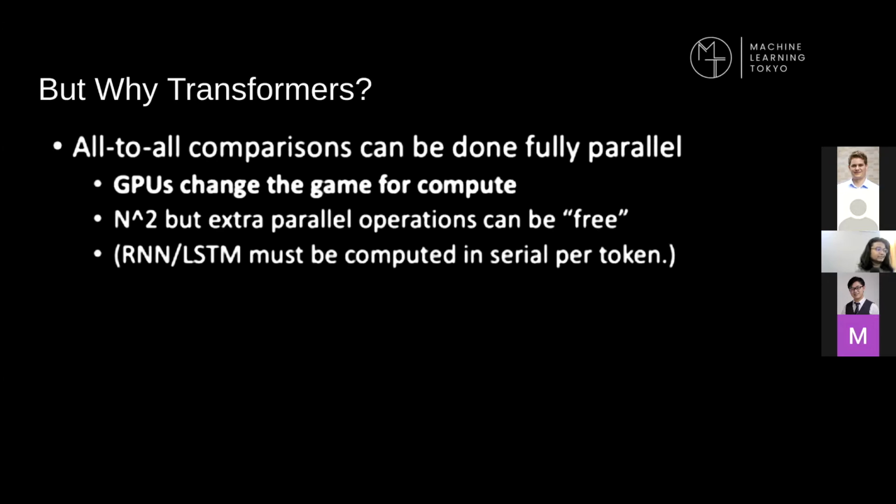But from a technical standpoint, why do we need transformers? It turns out that all of the comparisons can be done fully in parallel. That wasn't the case with LSTMs, because of course you are doing that sequentially. But you don't have to do that sequentially in the case of transformers. GPUs change the game for the compute part, right? RNNs and LSTMs must be computed in serial per token, as I mentioned earlier.